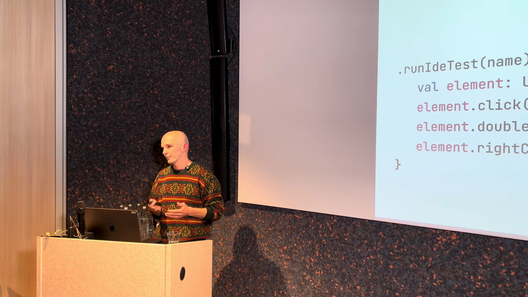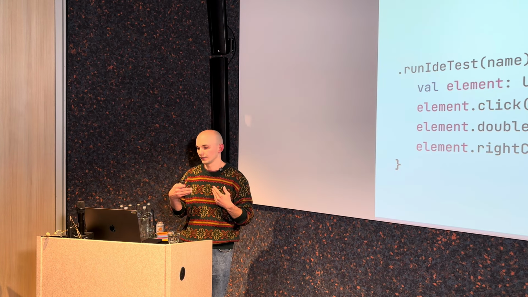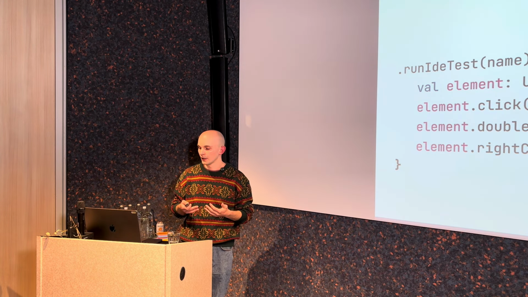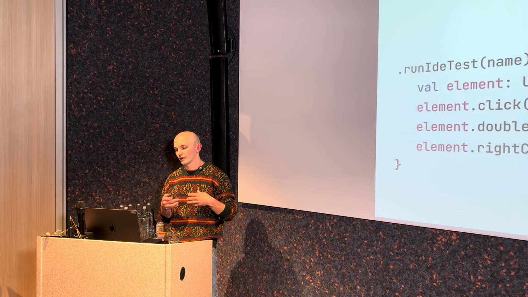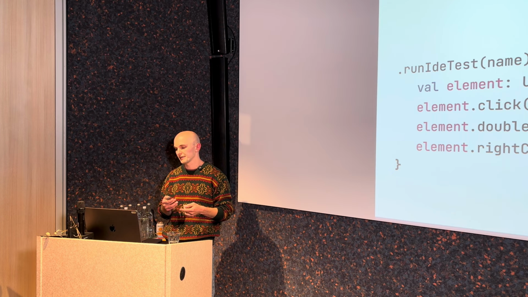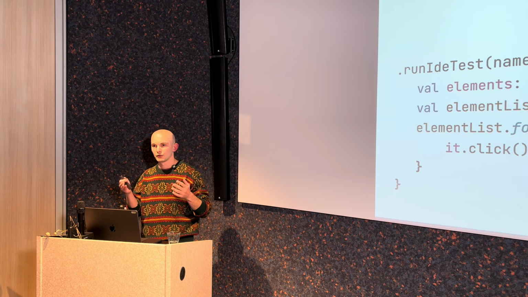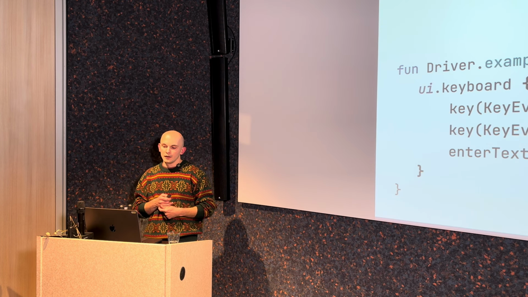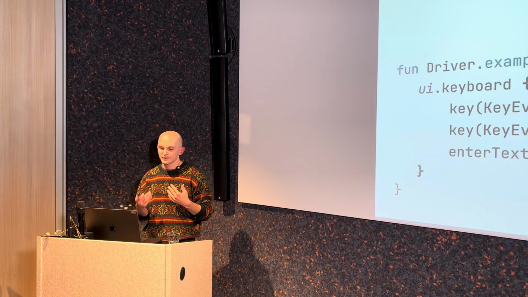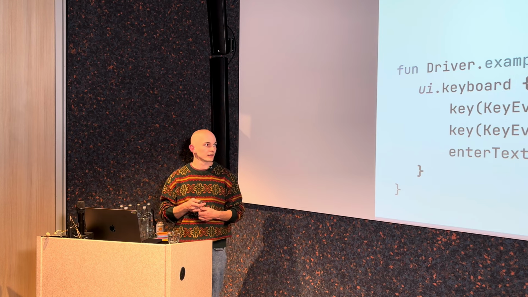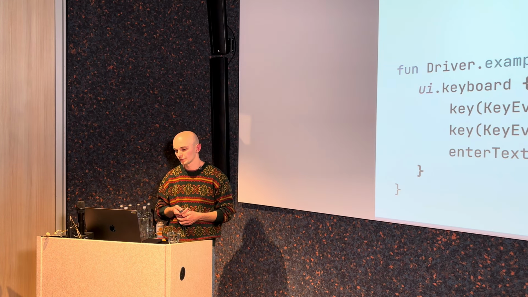The x method returns a UI component, and a UI component directly corresponds to the visible UI element in the IDE UI, and it has different functions that make it easier to interact with the IDE UI, like clicking, getting text, or other attributes. UI component list is basically a wrapper around a list of UI elements. And I can't skip the part about the keyboard, because quite often you need to type something, press some key, etc. And Starter and Driver provide keyboard extension functions to work with the keyboard.